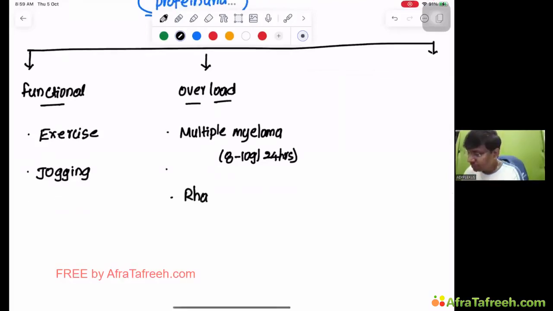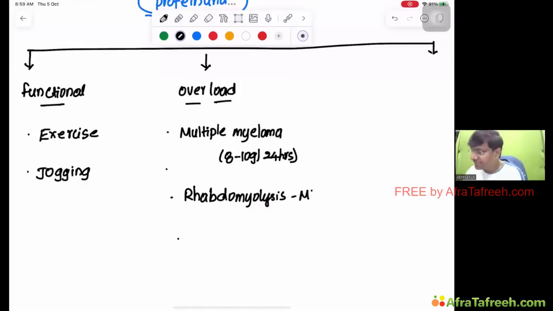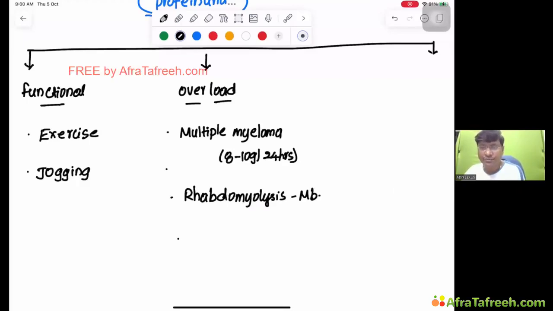Then overload proteinuria can also be seen in cases of rhabdomyolysis, where there is crush injury. For example, an individual is crossing the road and a vehicle passes over his lower limb and completely crushes his muscle. That can result in rhabdomyolysis, where excess myoglobin is released into the circulation, passes through the renal tubules, and is excreted in the urine. Myoglobin is nothing but a protein.